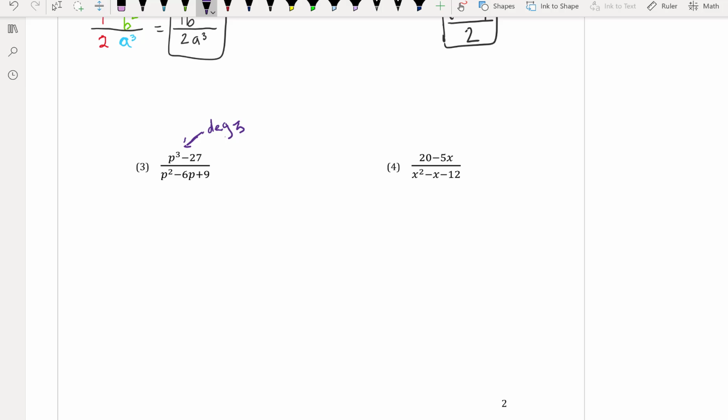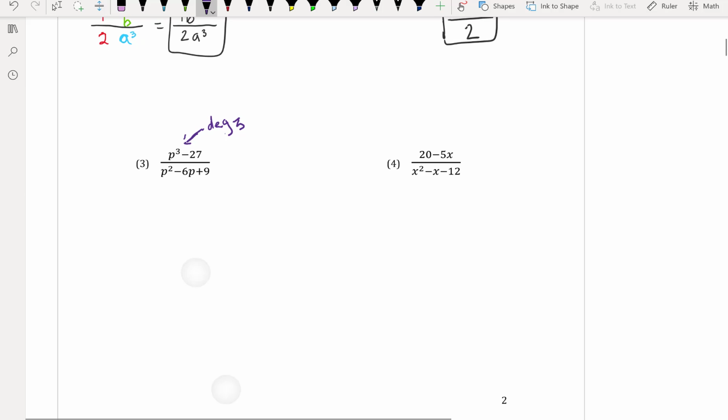So when it's degree 3, I know that I'm going to be looking at the difference of cubes. So hopefully you guys have that formula handy. It was in chapter 6. So if you need to look at your chapter 6 notes, go ahead and grab your chapter 6 notes. So I'm going to have p minus 3 times p squared plus 3p plus 9. That is how I factor my numerator.